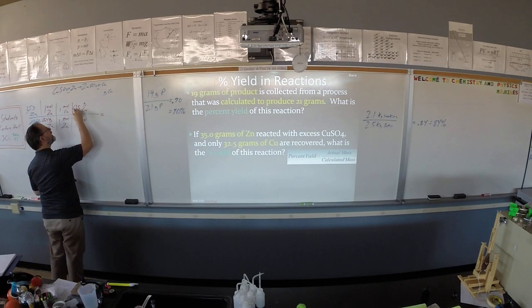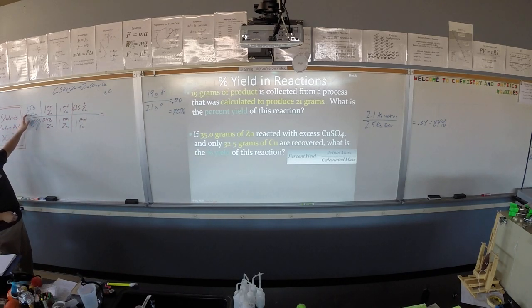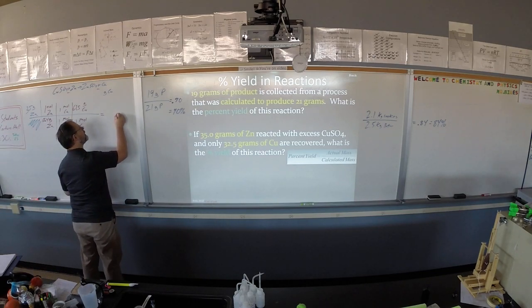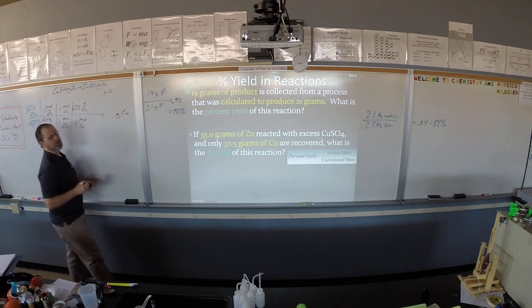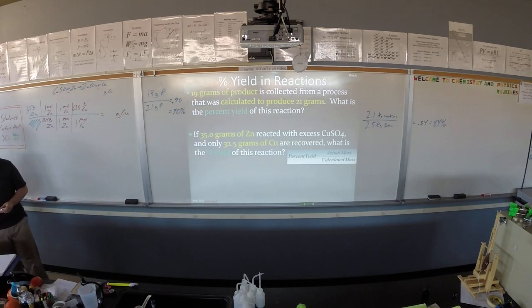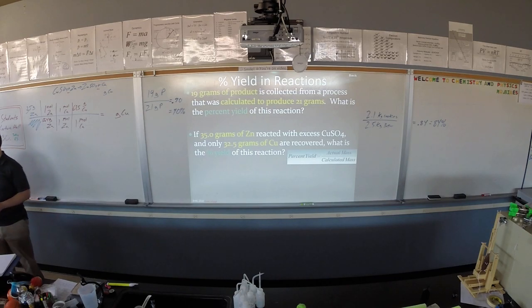All right, so this is the reaction. If everything was perfect and we plugged in 35 grams of zinc, this is the amount of copper we would get back. This is going to be our calculated value, also called the ideal value. This is where you bang on your calculator and give me a number.